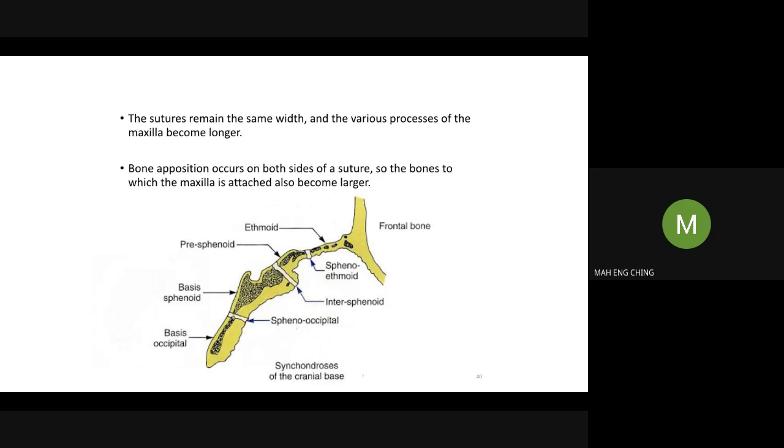So the suture remains the same width. And the various processes of the maxilla become longer, and the bone apposition occurs at both sides of the suture. So the bone to which the maxilla is attached also becomes larger. Just like we said before, this suture must attach all the bone together. So when the bone grows, it must bring the other bone to grow in the same direction also. Or sometimes they push each other away from the suture. That's also called displacement, primary or secondary.